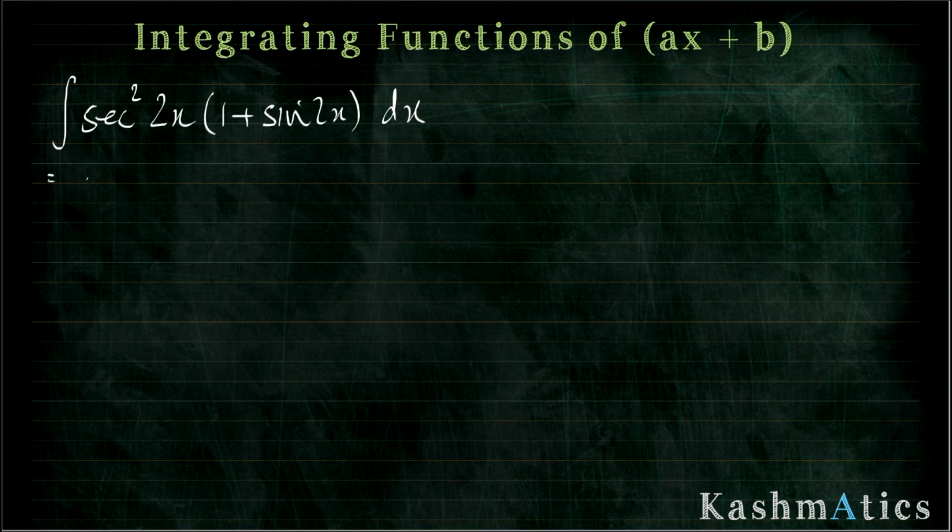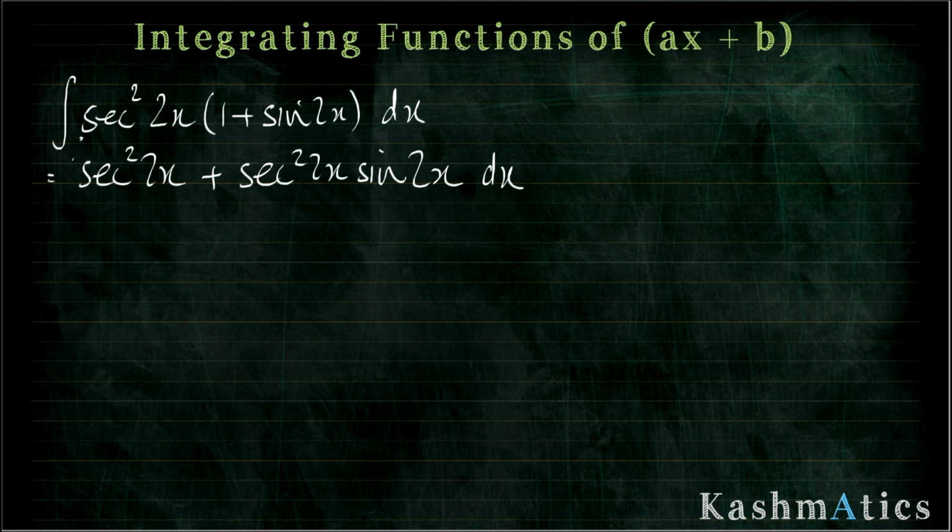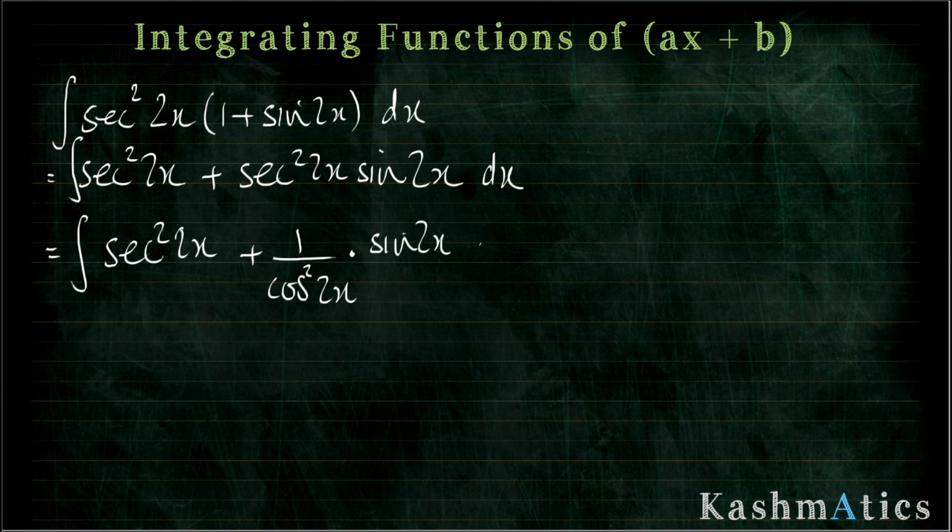Okay, so brackets. So the first thing we do is expand the brackets. So the first term becomes sec squared 2x plus the second term, which becomes sec squared 2x sine 2x dx. Oh, and don't forget the integral sign, not integrated yet. Okay, the first term, nice, sec squared becomes tan, but let's just keep it as it is for now because we're not integrating just yet. Sec squared 2x plus sec squared 2x, I'm going to write as 1 over cos squared 2x multiplied by sine 2x dx. And I'm just going to rewrite it again.